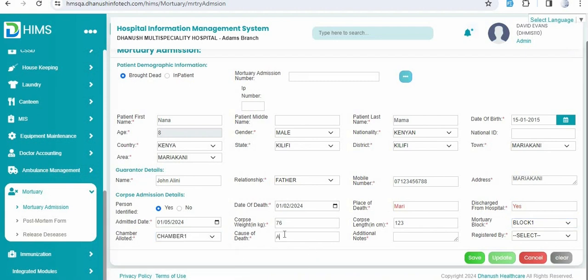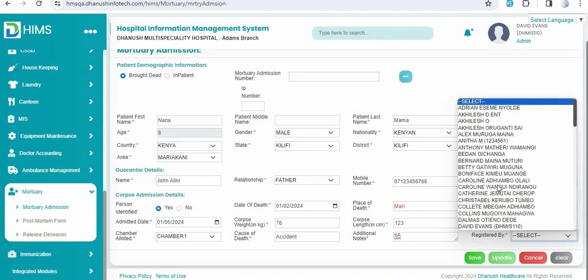After that, they have to fill in the cause of death and also add additional information. Then they have to select the name of the person who did the registration, then click on Save.